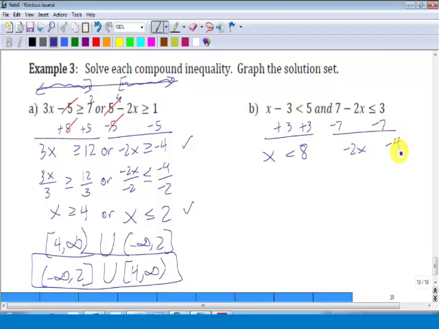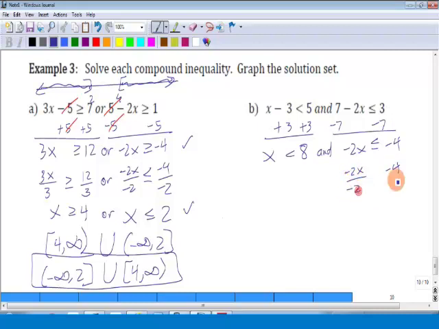Again, no switching of the inequality, just subtracting the same number from both sides. So it's still less than or equal to. And I'm going to bring down the word "and." In order for x to satisfy this compound statement at the top, x has to be less than 8 and negative 2x has to be less than or equal to negative 4. Fresh copy of the negative 2x. Fresh copy of the negative 4.